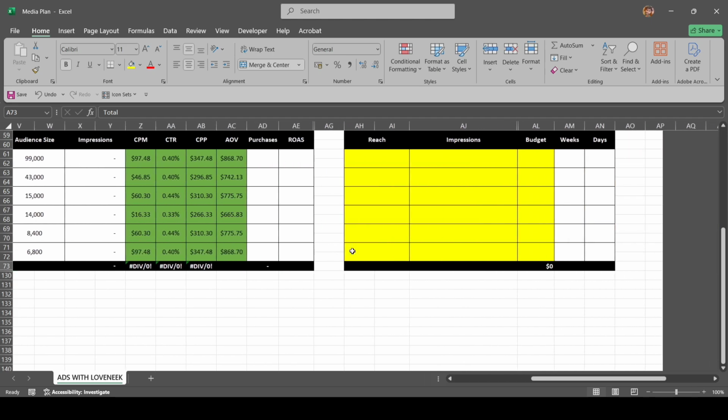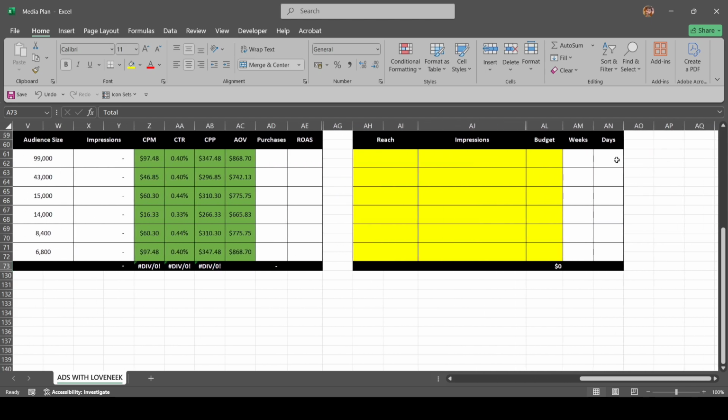And now let's say we will run the conversion based campaigns for 20 days only. Let's just drag and drop it. And then we will calculate the number of weeks, which will be days divided by 7. So it will be 2.9 weeks.